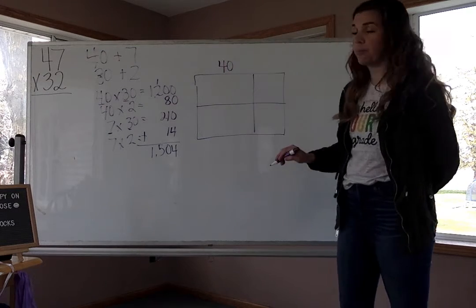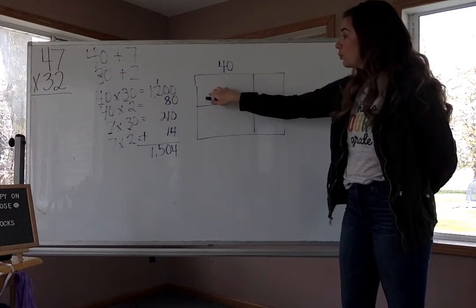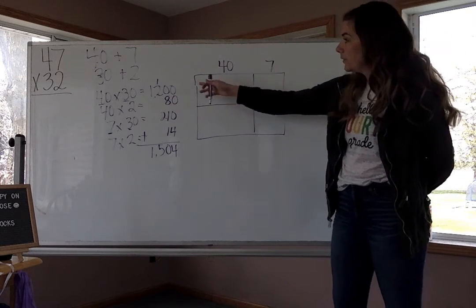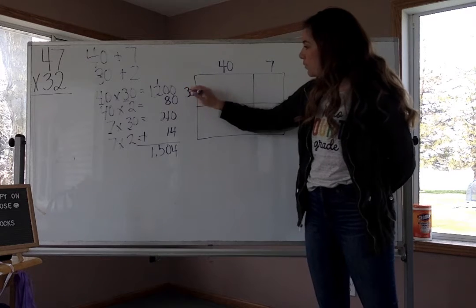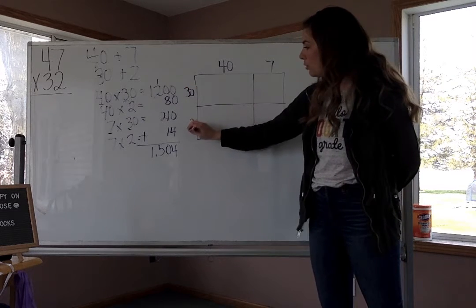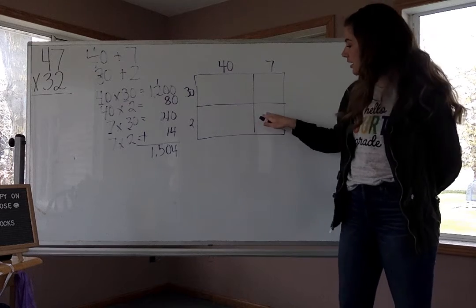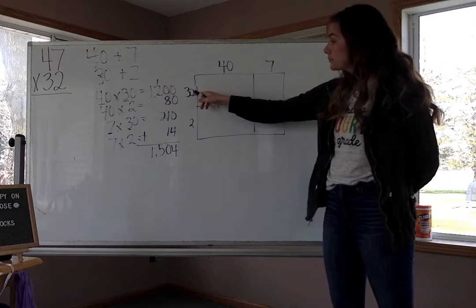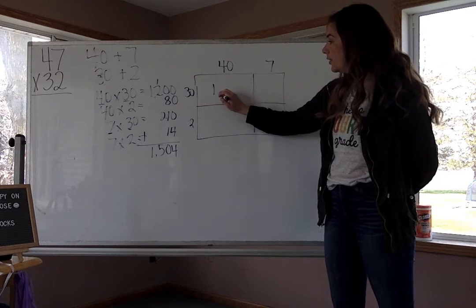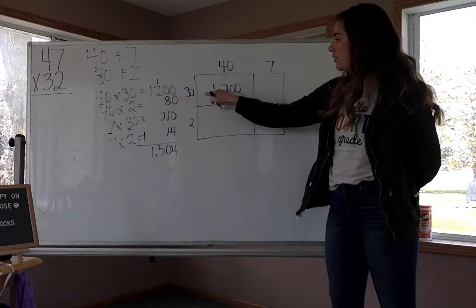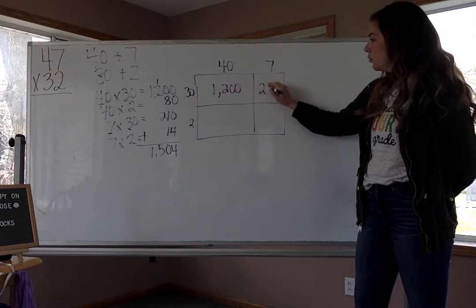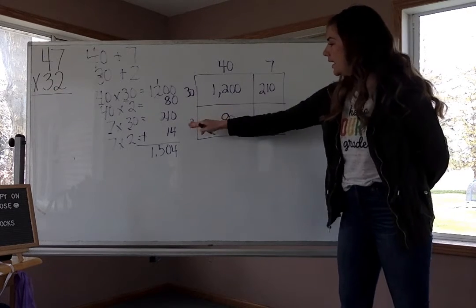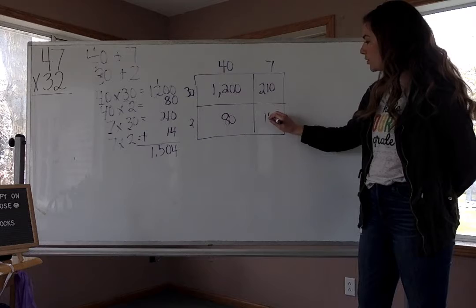Okay, and here's where I'm going to represent this in expanded form. 40 will represent this large area here, and 7 in this small area here. Along the side, 30 will be represented in this large area, and 2 will be represented in this area here. Okay, and then we multiply them all together. So 30 times 40, I know that that's 1,200. 30 times 7, 210. 40 times 2 is 80. And 2 times 7 is 14.